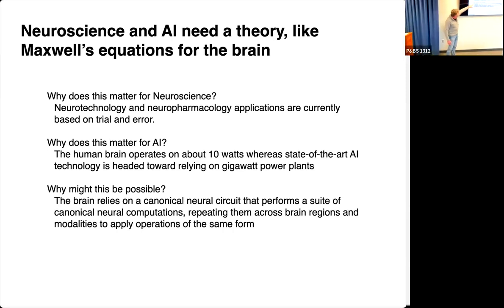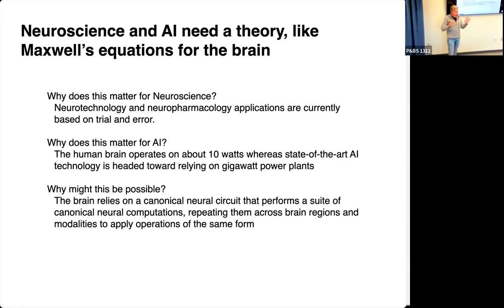Why might that be possible? Well, because in fact, all these different types of neurons are connected into canonical microcircuits. You look at any little chunk of brain, there are differences, but the differences are subtle and the similarities are strong. So there are particular types of neurons connected in particular ways that perform what we think are a particular suite of canonical computations.